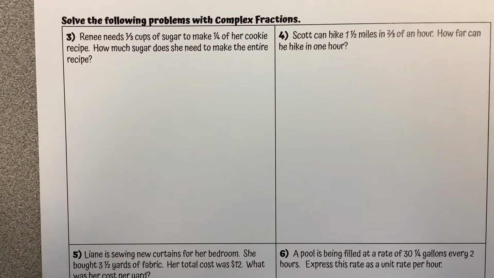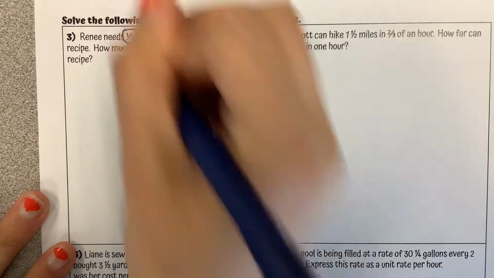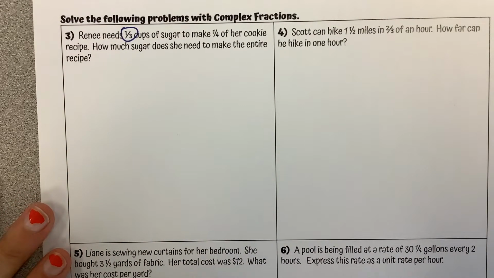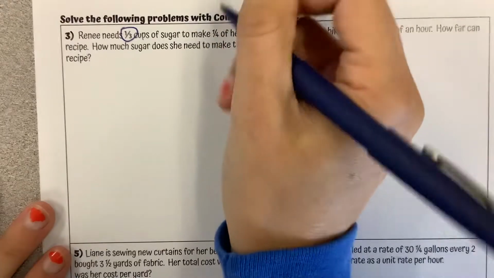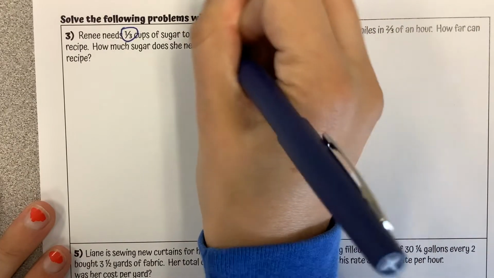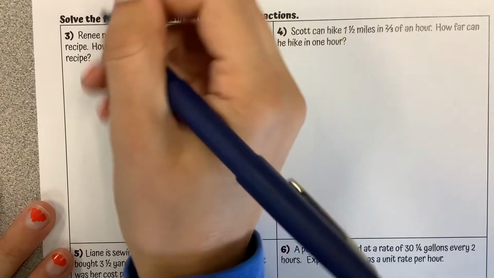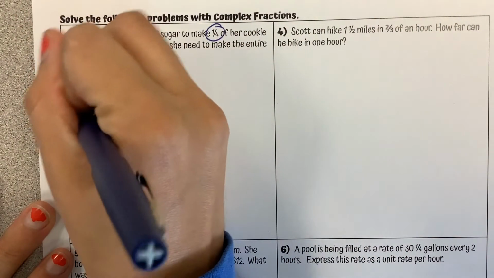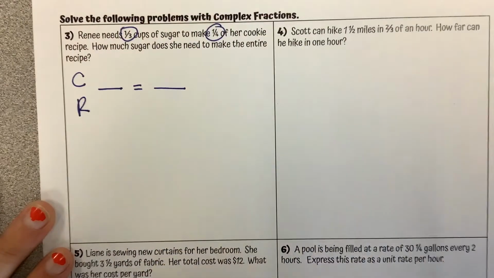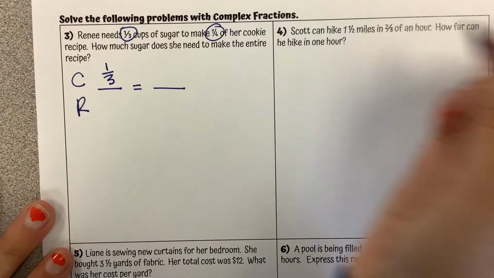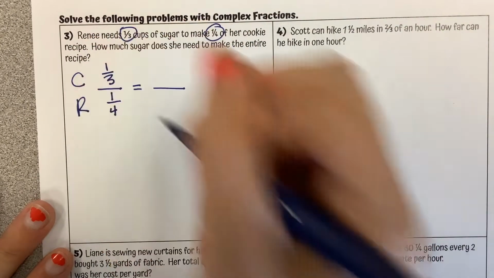Number 3. Renee needs 1/3 cups of sugar to make 1/4 of her cookie recipe. How much sugar does she need to make the entire recipe? So we're comparing the cups of sugar to the whole recipe. I'm setting up a proportion, plugging in 1/3 cups of sugar to make 1/4 of the recipe.